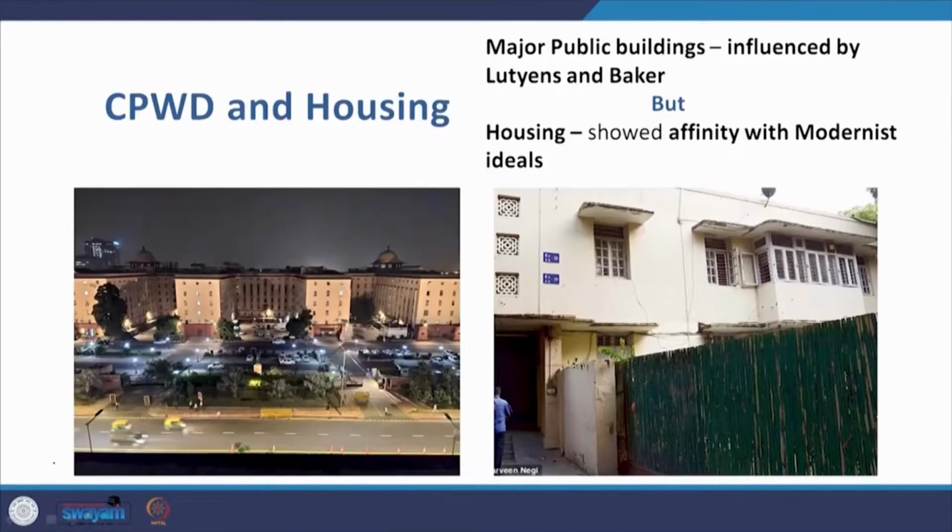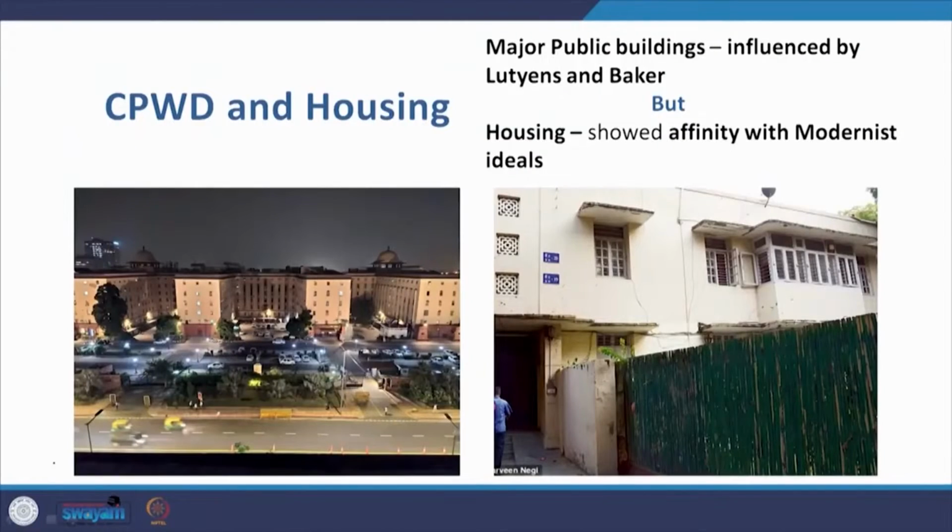Now, we had seen last time that the CPWD was focusing on two parts, housing and public buildings. With regard to their public buildings, they were influenced by Lutyens and Baker. So they made buildings with a modernist facade with some addition of traditional Indian elements, and I showed you the example of Vigyan Bhavan, for example. But with regard to housing, they showed great affinity with modernist ideals.